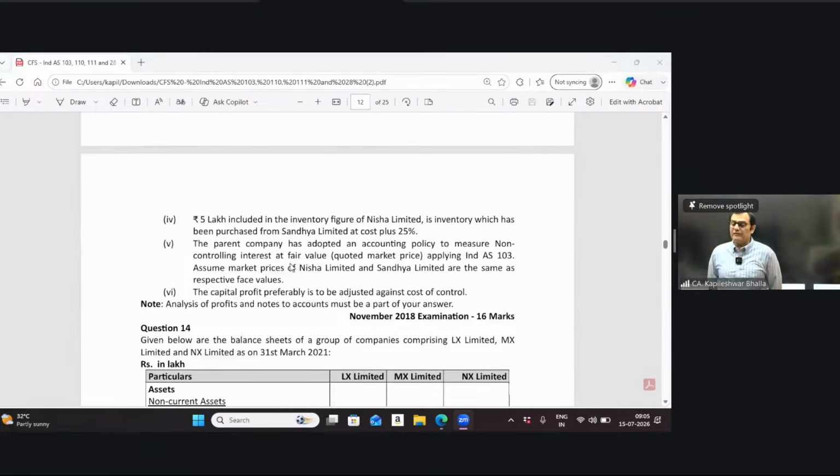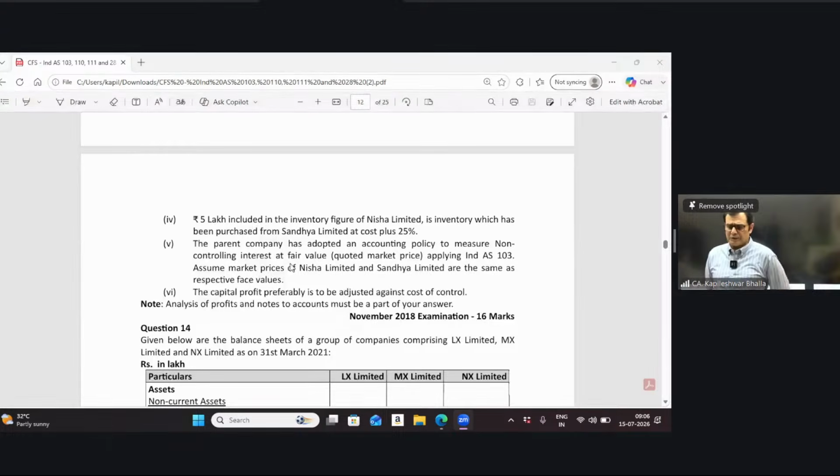Then he says 5 lakh included in the inventory figure of Nisha is inventory which has been purchased from Sandhya at cost plus 25%. The parent company adopted an accounting policy to measure the NCI at a fair value, which is a quoted market price applying Ind AS 103. Assume the market price of Nisha and Sandhya are same as the respective face value.